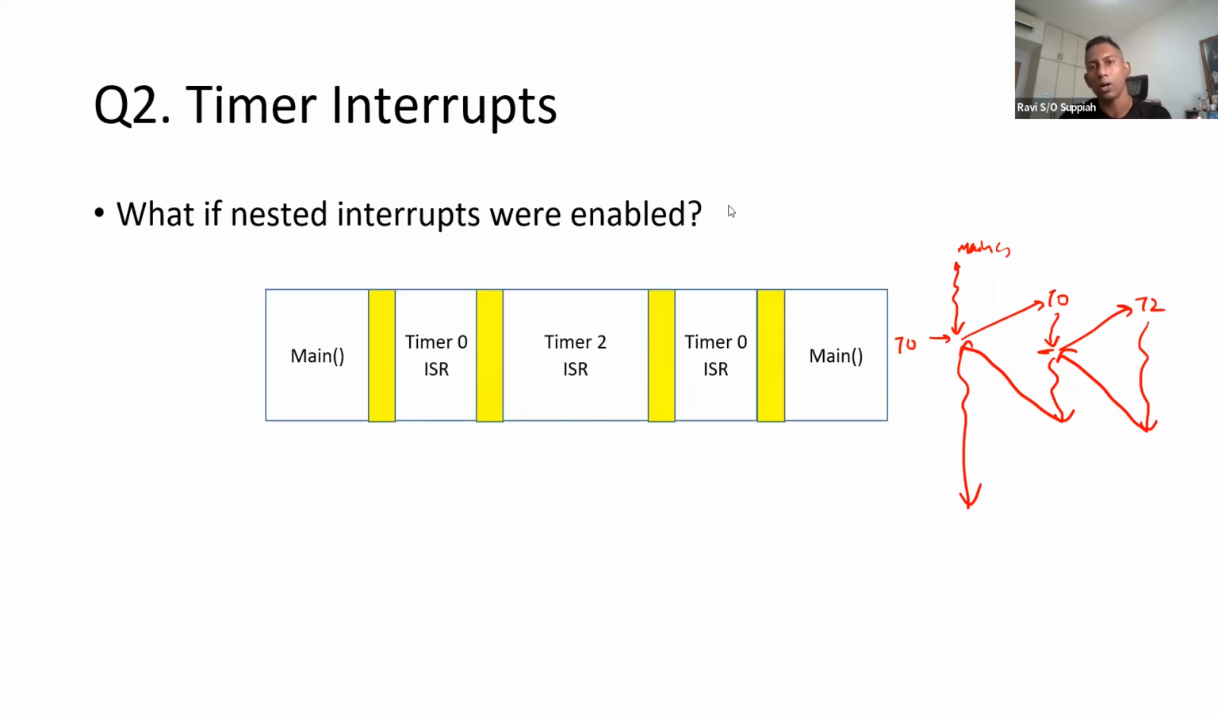Again, these are all controller specific. Some controllers may already, by default, allow nested interrupts. That is again the behavior that each controller might have.